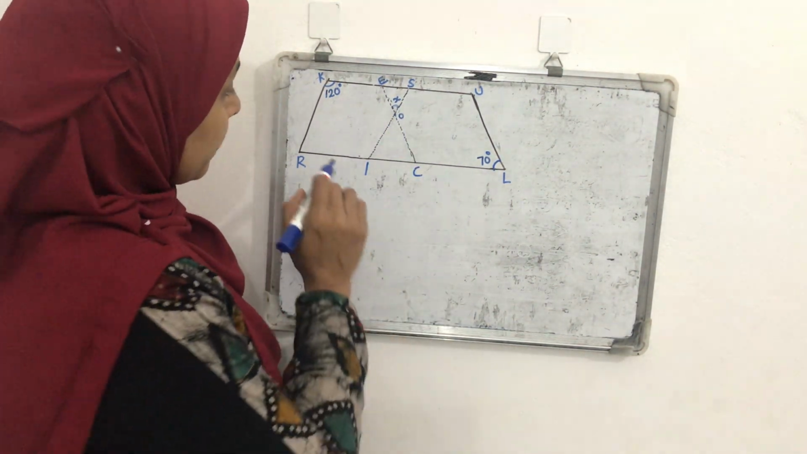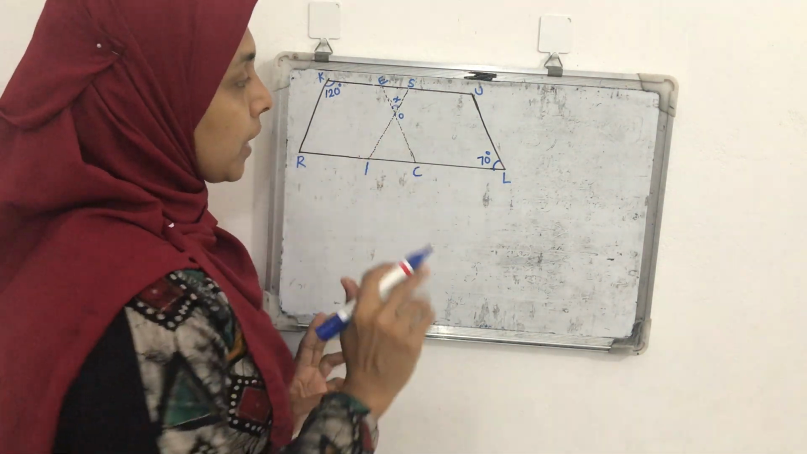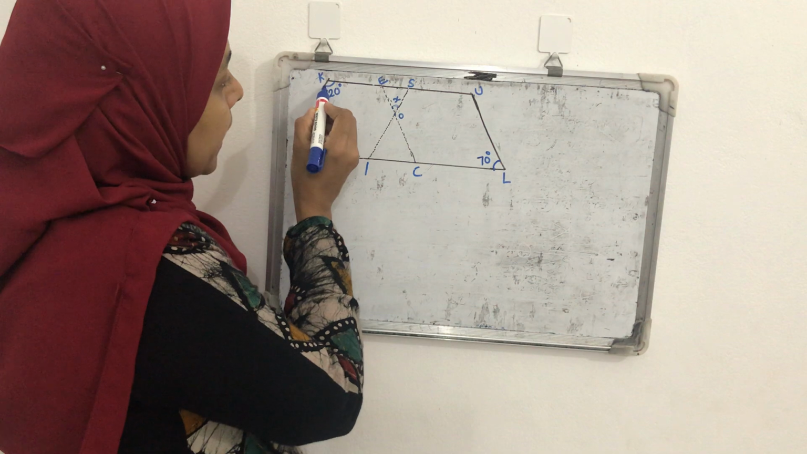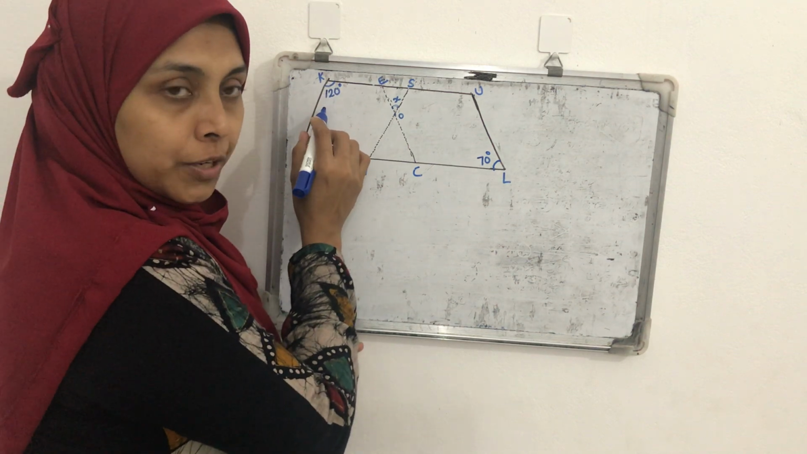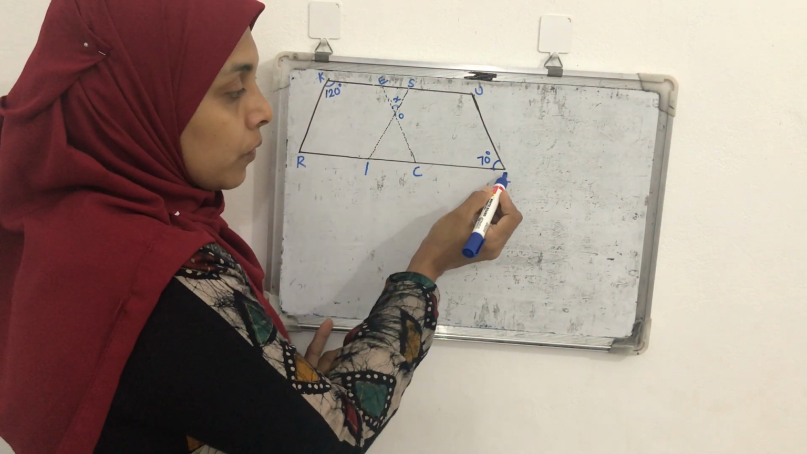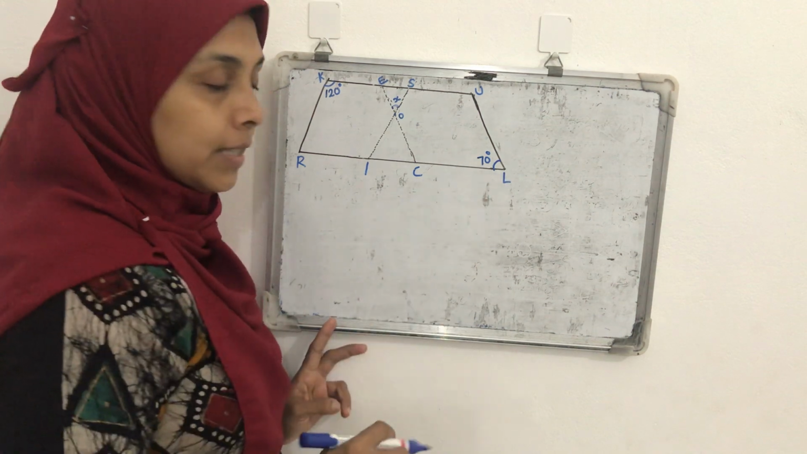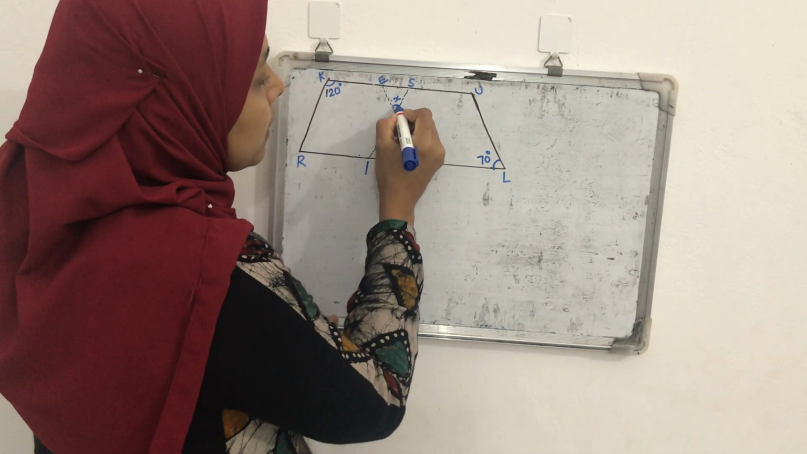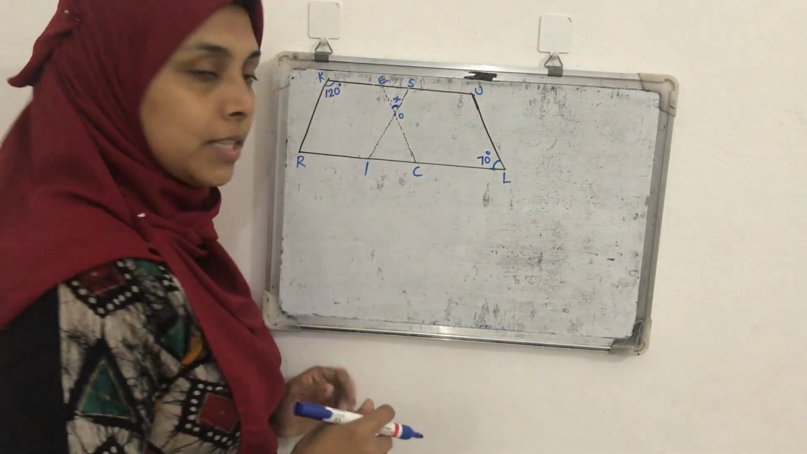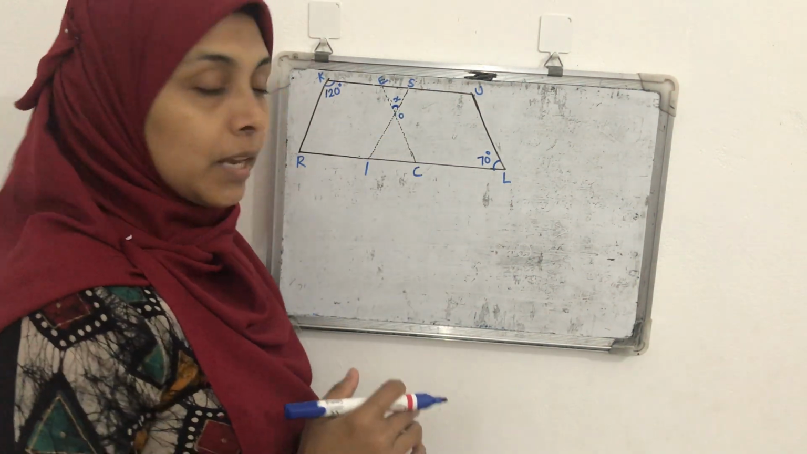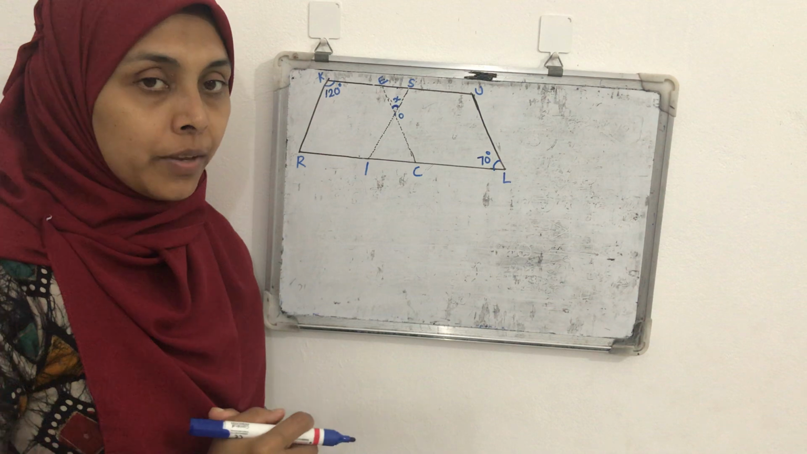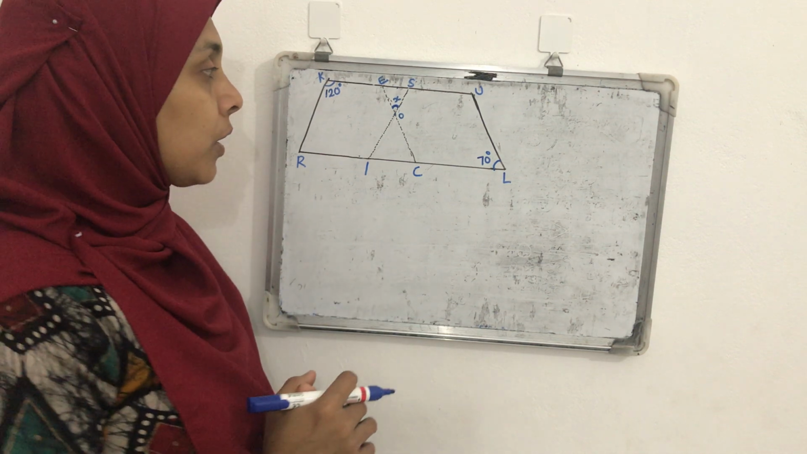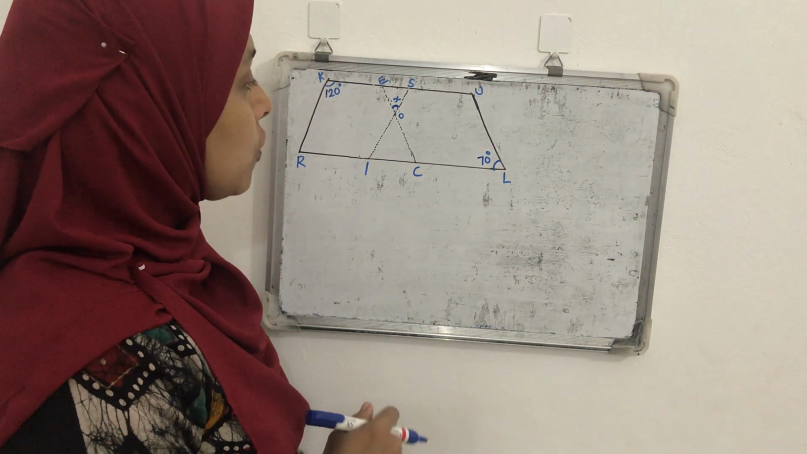In this figure there are two parallelograms, and the measure of this angle K is given as 120 degrees and the measure of this angle L is given as 70 degrees. We want to find out what this angle x will be. Using the properties of parallelograms, we can find out the value of x.